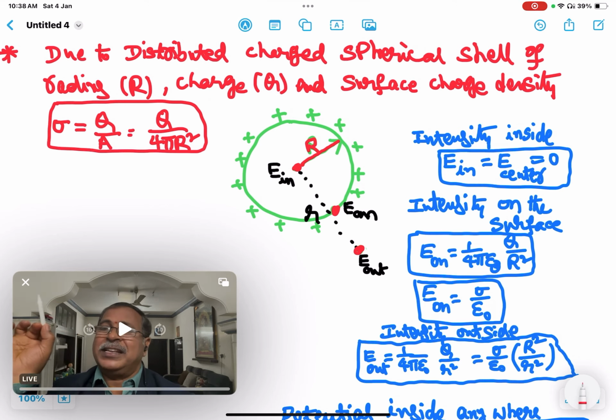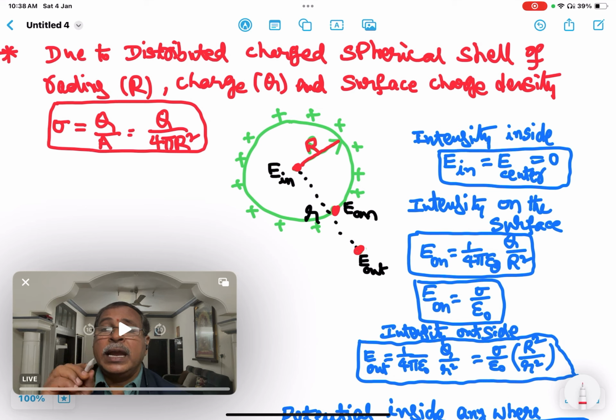Its radius capital R is given, and the distance from the center is small r. Outside, of course, it is different. Now, we want the intensity inside the spherical shell, anywhere inside, not only at the center. Suppose the radius of the shell is given as 10 centimeter.